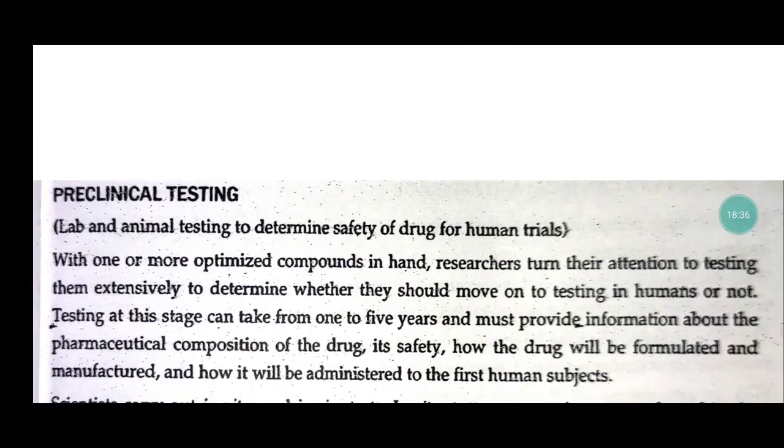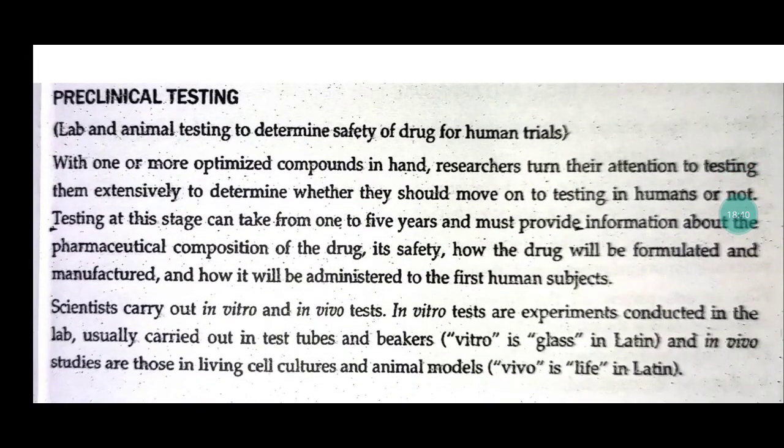Now the next question for 10 marks in unit 1, preclinical stages. So the next question will be: discuss the different stages of preclinical studies. The preclinical studies are lab and animal testing to determine the safety of the drug for human trials, where the scientists carry out in vitro and in vivo tests.